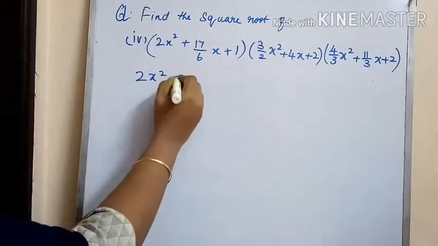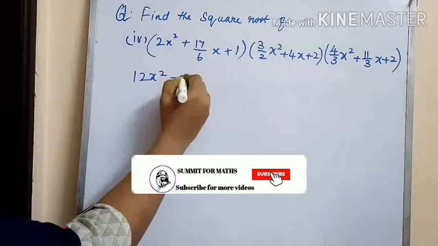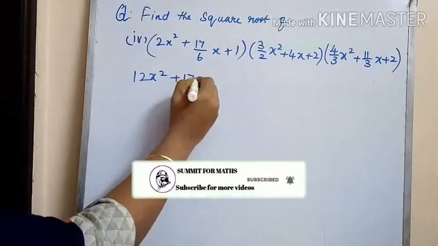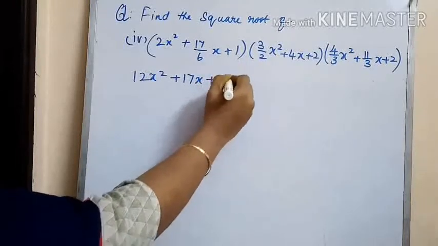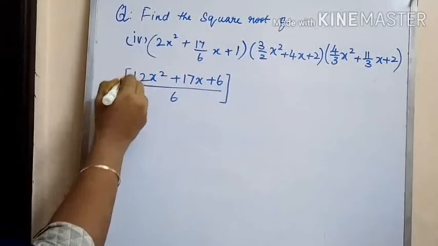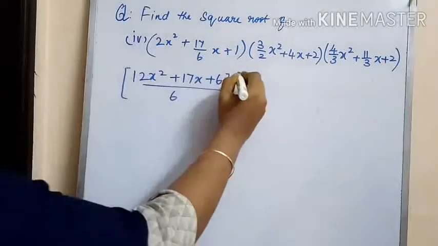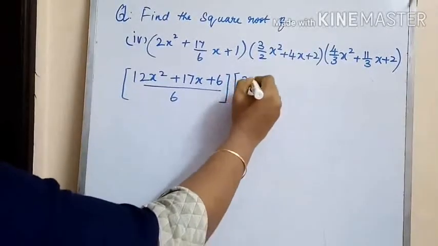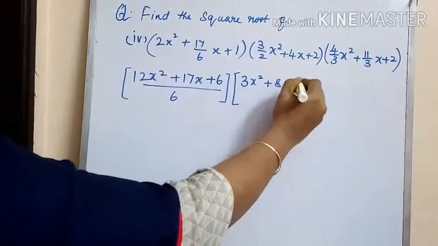Next problem we have here is find the square root of a lengthy sum. Let us factorize each part first. Before factorization, we have to take the LCM. We have 6 here. So the polynomial will become 12x squared plus 17x plus 6 the whole divided by 6.